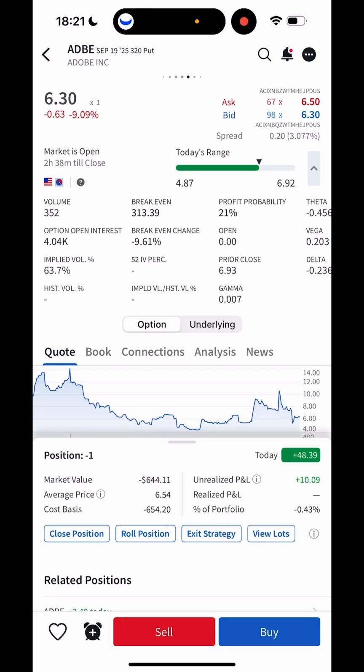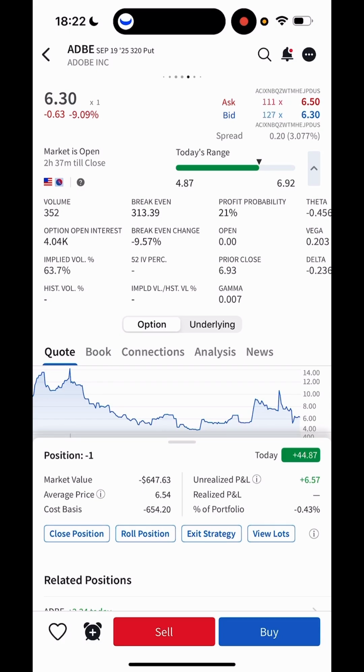In this video, I'm going to walk you through how to roll a put option down in strike and out in time. As you can see on the screen, I've got the Adobe September 19th 320 put, and I'm slightly up on this position, up $48 today, but only up overall $10 as you can see. So it's basically a break-even trade.